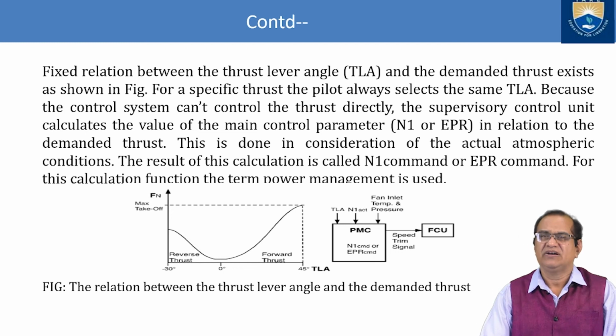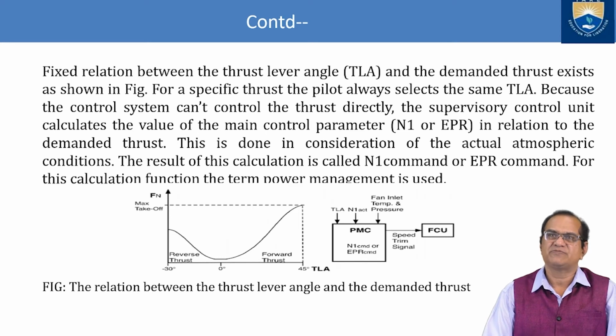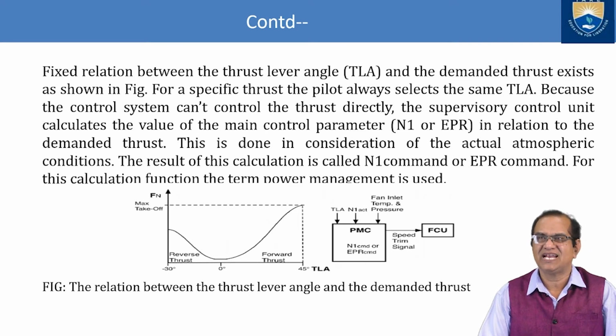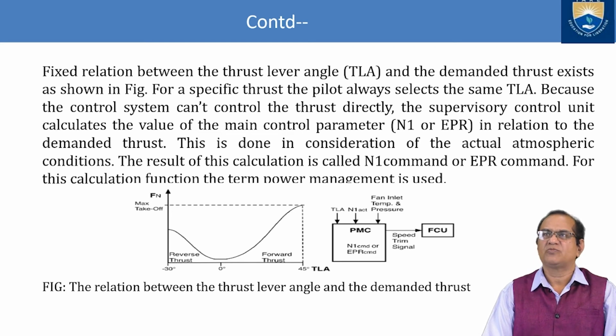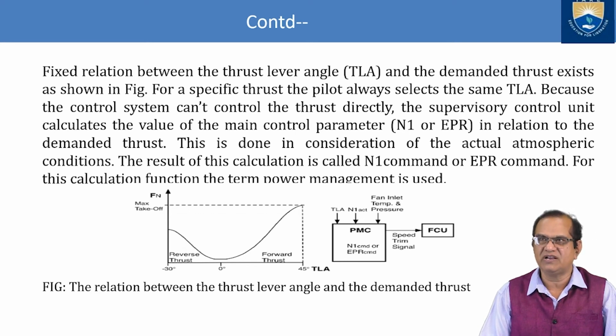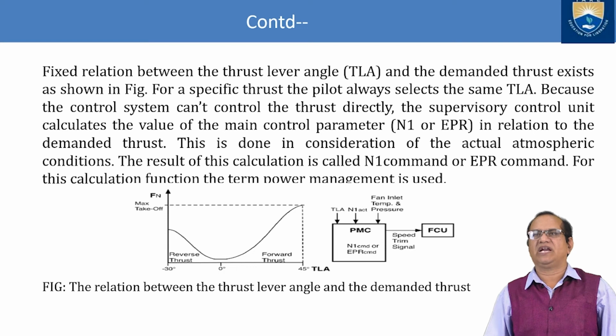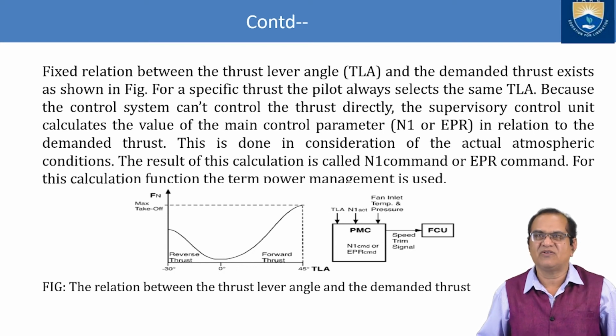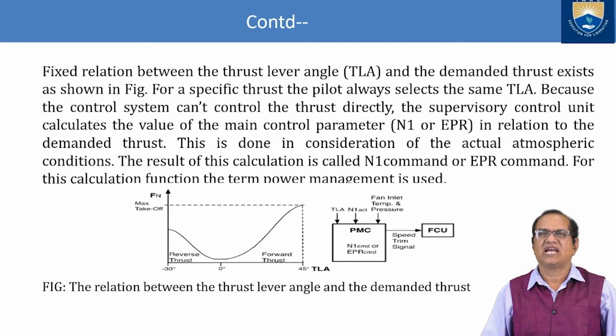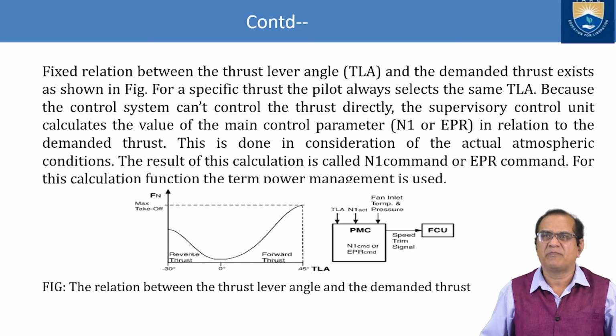A fixed relation between the thrust lever angle and the demanded thrust exists, as shown in the figure. For a specific thrust, the pilot always selects the same TLA, thrust lever angle. Because the control system cannot control the thrust directly, the supervisory control unit calculates the value of the main control parameter, N1 or EPR, in relation to the demanded thrust. This is done in consideration of the actual atmospheric conditions. The result of this calculation is called the N1 command or EPR command. For this calculation, the function of the term power management is used.